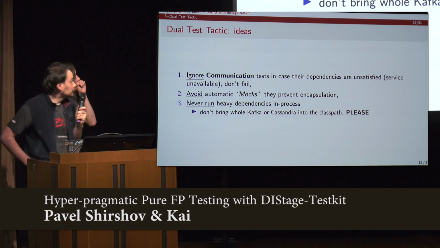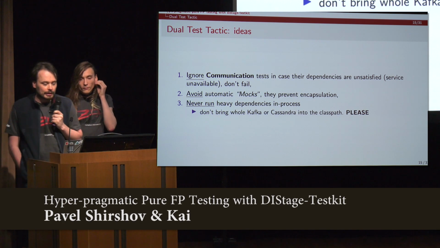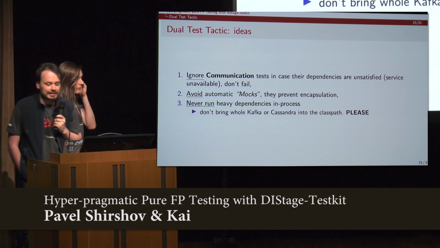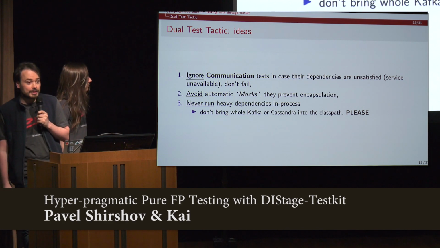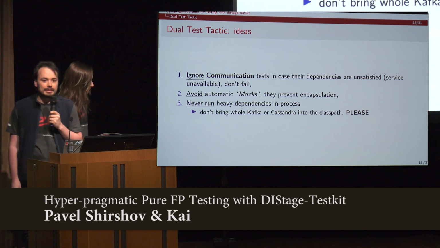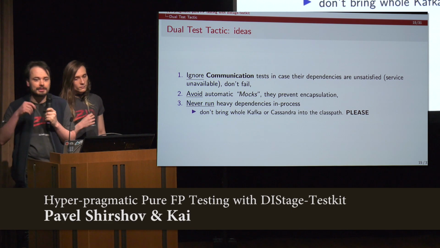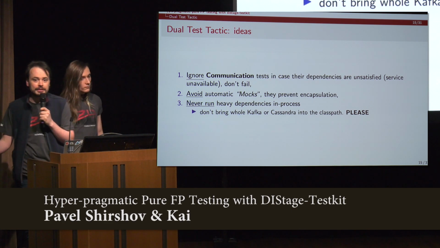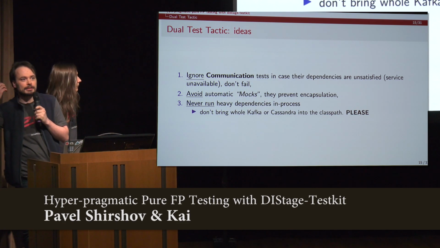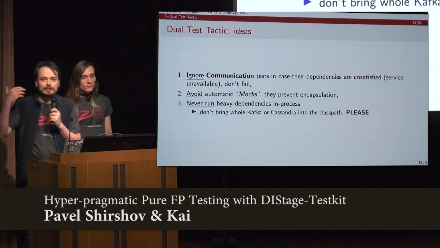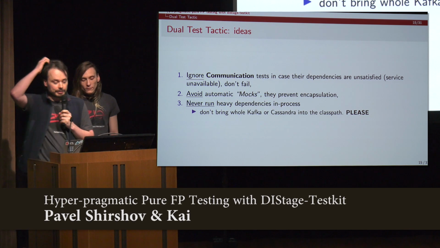Before we continue, I want to share several ideas about dual test tactics. The first idea is that instead of failing communication tests when preconditions are not met, it's better to skip them. In that case, a new developer who came to your team may just clone your repository, type sbt test in the console, and get half of the tests green and the other half skipped. And he, or she, may start immediately playing with actual business logic without setting up environments.